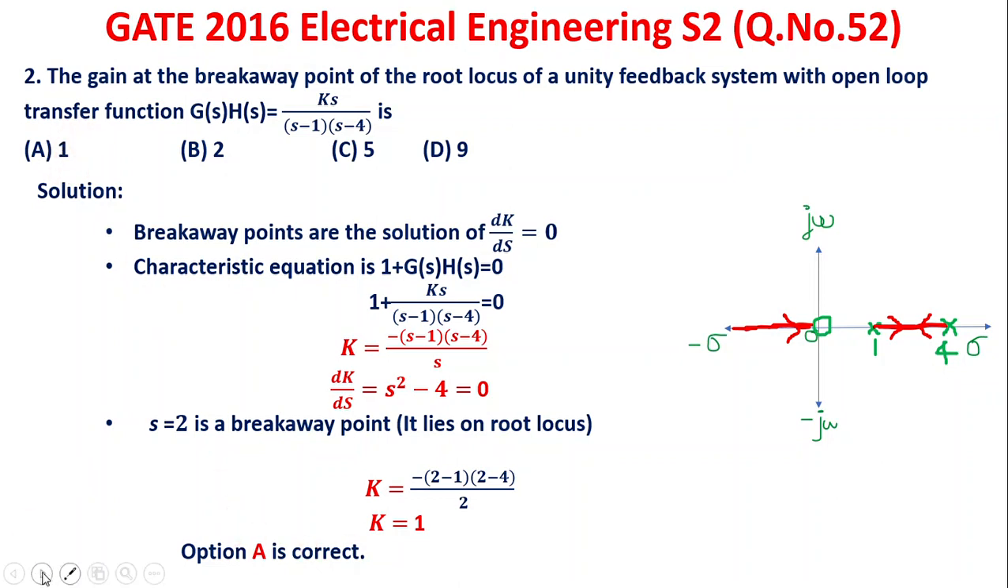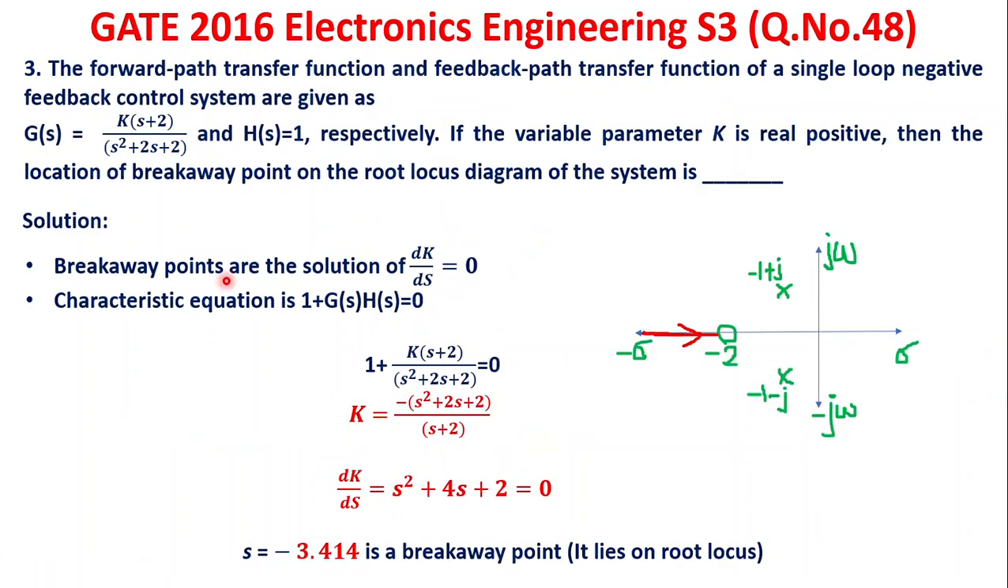Let us move to the third problem. It is taken from Electronics Engineering Set 3, question number 48, GATE 2016. The forward path transfer function and the feedback path transfer function of a single loop negative feedback control system are given as G of S, H of S. That means it's simply a unity feedback system.